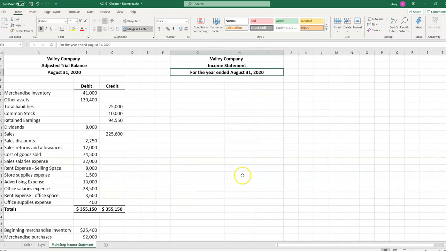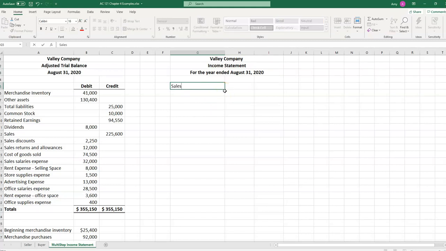The last thing that we discuss in Chapter 4 is a multi-step income statement. So in Chapters 1 through 3, our income statement is sales revenues minus expenses equals net income. We expand on that equation in Chapter 4 for our merchandise inventory. Now we have sales minus cost of goods sold equals gross profit, and gross profit minus expenses equals net income. So we're going to build a multi-step income statement. We always start with sales. So regardless of what format you're using, it always starts with sales.